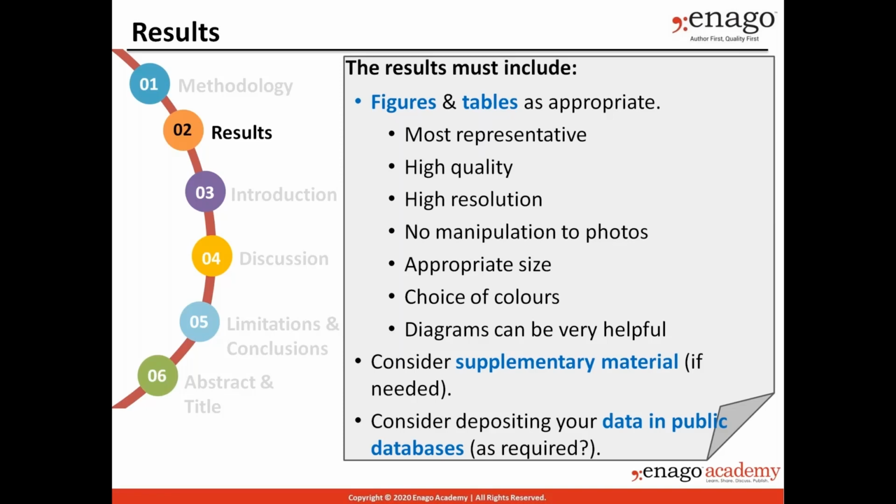Another consideration is that of depositing your data in public databases. Sometimes this may be required, for example, for genomics and proteomics data. Many journals require that you submit your raw data to a public database before you submit your manuscript, and you can make it available for release at the time of submission or at the time of publication. It's up to you. But this may be a requirement, or it may be something non-required that you still wish to do for the broader dissemination of your data and your work.